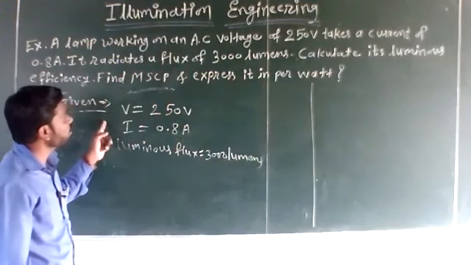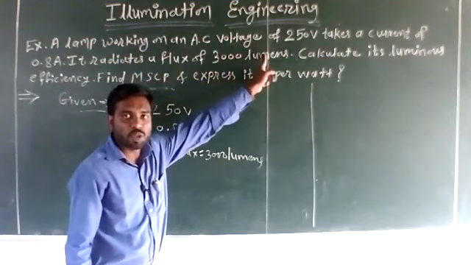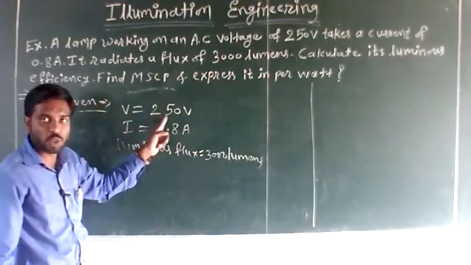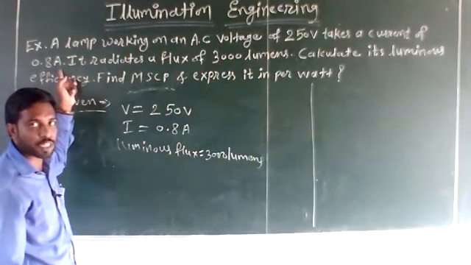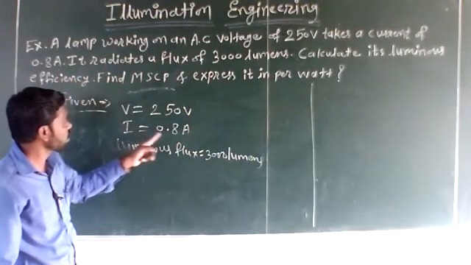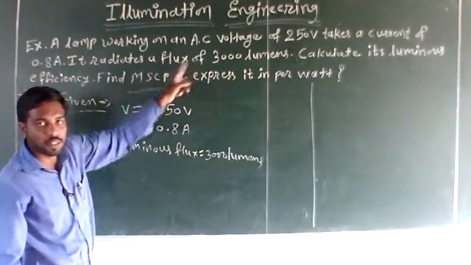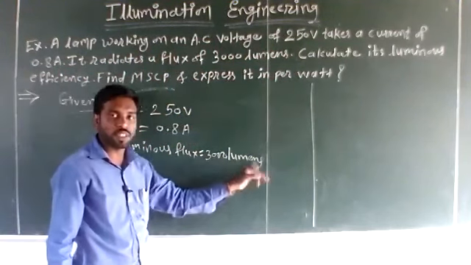So write down first given data. Here the AC voltage, that means lamp working on an AC voltage of 250 volt, that means voltage is given, V is equal to 250 volt. Then takes a current of 0.8 ampere, that means current is also given, so current is equal to 0.8 ampere. It radiates a flux of 3000 lumens, so here luminous flux is given, so luminous flux is equal to 3000 lumens.